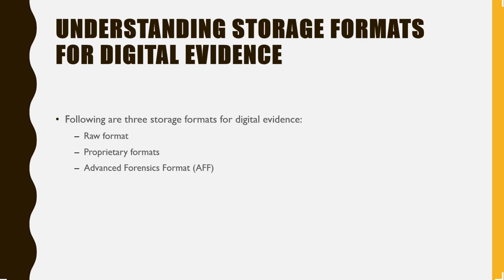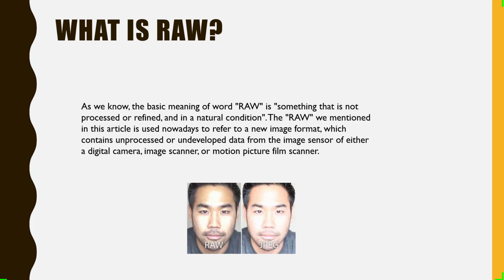Now, we want to understand storage formats for digital evidence. Following are three storage formats for digital evidence: raw format, proprietary formats, and advanced forensic formats. What is raw? As you know, the basic meaning of the word raw is something that is not processed or refined, and it is in a natural condition. For example, in these two pictures, the left picture is a raw picture and the JPEG picture is something that is processed.